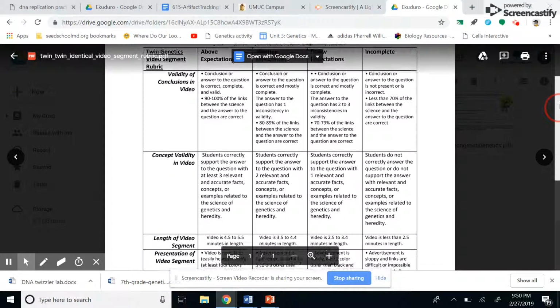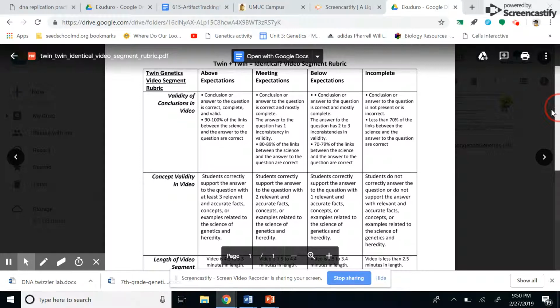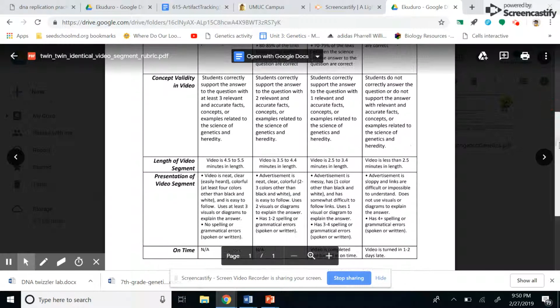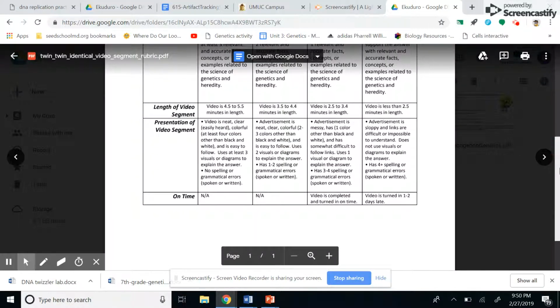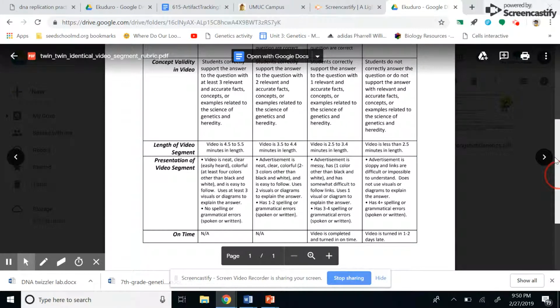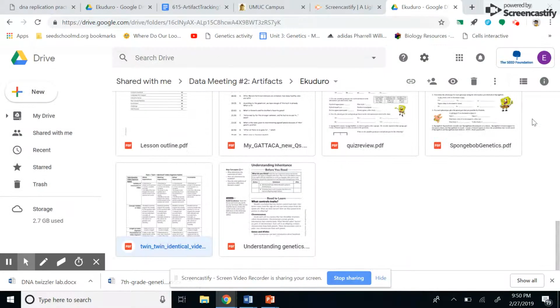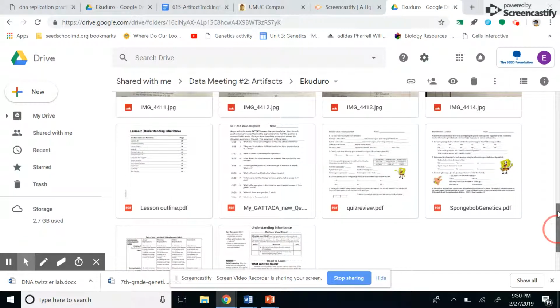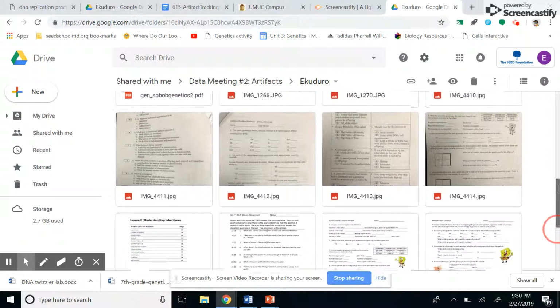And then in the end, students had to create a video segment that was going to air on a news channel to answer a question that a viewer had posed. Again, this was around the topic of genetics. Students had to look at different aspects of genetics, different aspects of DNA, and how traits were transferred from parents to offspring. Those were the artifacts that I presented to my group.